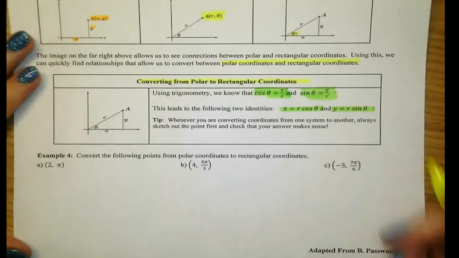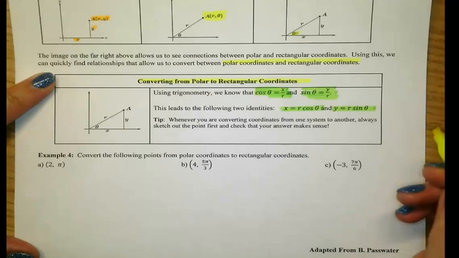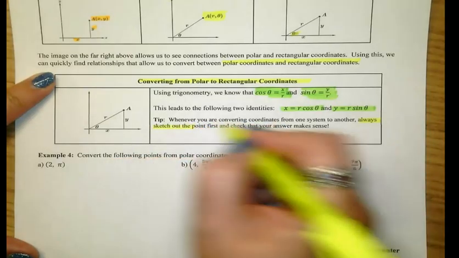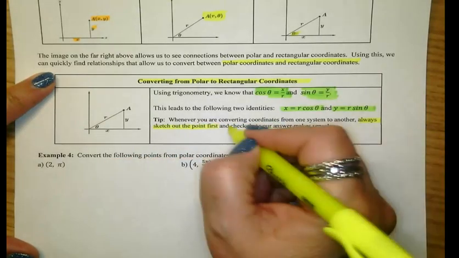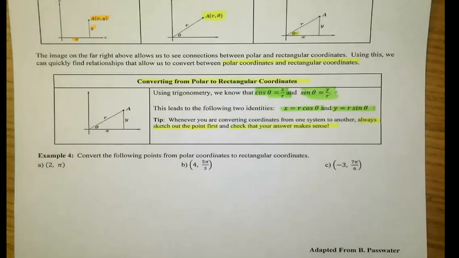So basically the tip for this is whenever you're converting coordinates from one system to another, I would always recommend doing a really quick sketch of the point first, and then that allows us to check our answers and make sure that they make sense. So we have some number sense, since we don't know a lot about the system at this point.